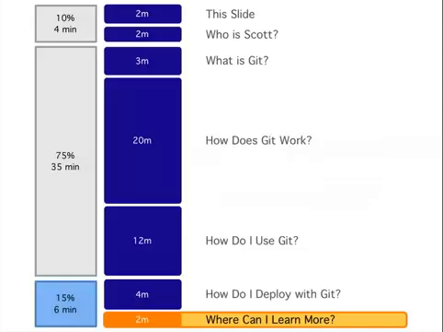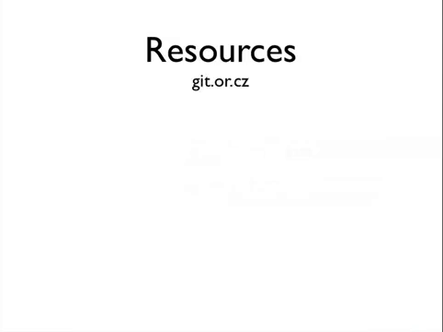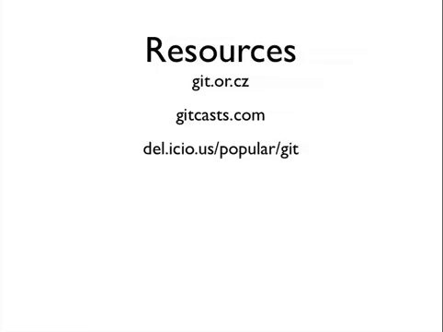So where can you learn more about Git? There are several useful resources. Git.or.cz has a lot of tutorials and man pages and stuff that are very useful. Gitcast.com is a site that I do that has little 5 to 10 minute podcasts that you might be watching this on. You may very well be familiar with it. Delicious has a lot of Git resources in the popular branch that I like to watch.